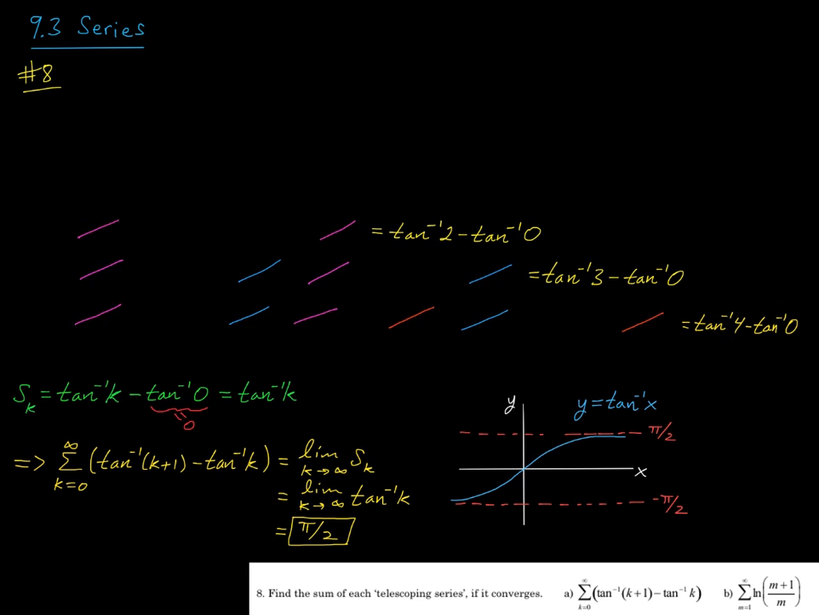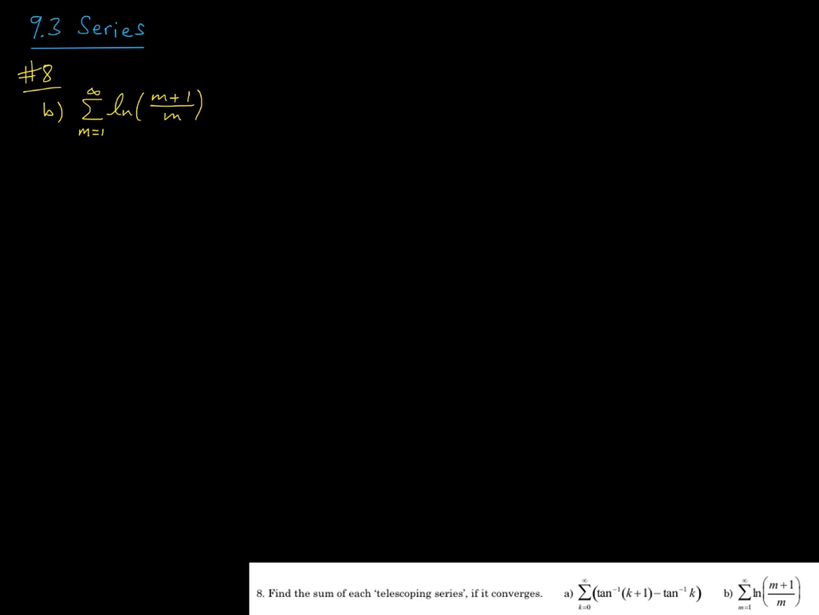All right, so now let's look at part B. Really similar, but as we'll see, there is one main difference. So here we're looking at the sum of the natural log of m plus 1 over m, and here m varies from 1 to infinity. Now, to get that cancellation to be seen more clearly, what I'm going to do first is rewrite this quantity natural log of m plus 1 over m using log properties, using the quotient to difference property. And so this is the natural log of m plus 1 minus the natural log of m.